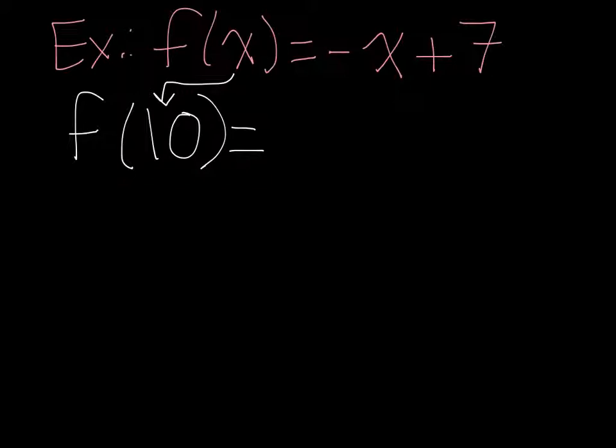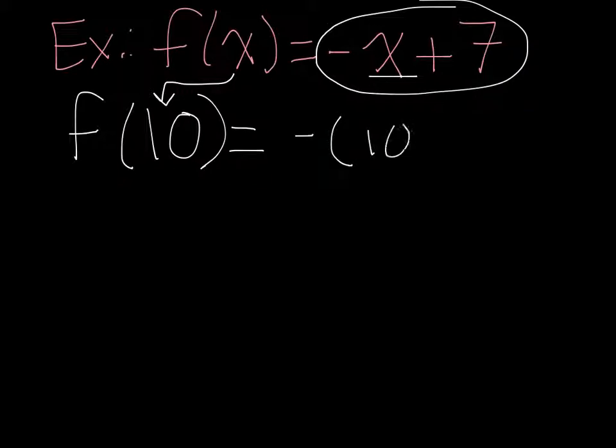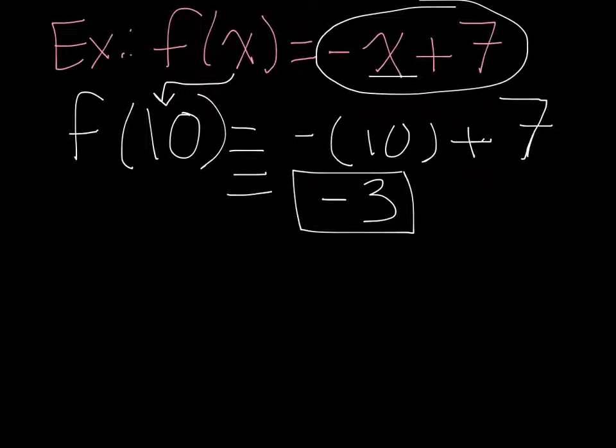That means I'm also going to do the same over here in my equation. Where x is, I'm now going to replace it with a 10. So instead of saying x is equal to 10, I'm writing it a different way. So now it's just solving that. So negative 10 plus 7 should give you negative 3. So my answer would be negative 3.